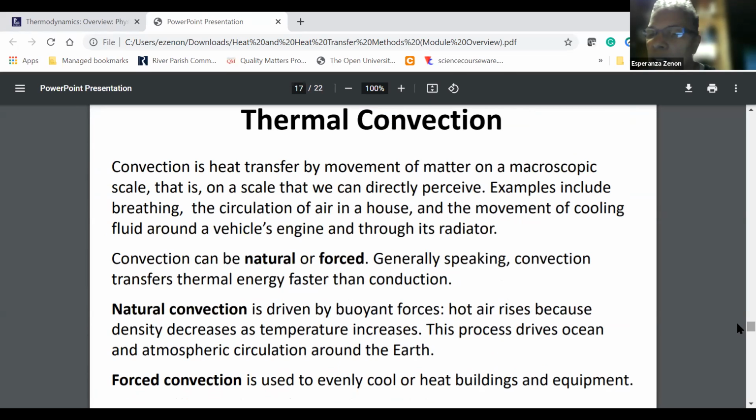Another method of heat transfer is convection. They talk about various modes of thermal convection here, but I'm just going to give you a simple definition, and that's the level I expect you to be thinking on. So convection is heat transfer by way of fluid flow.